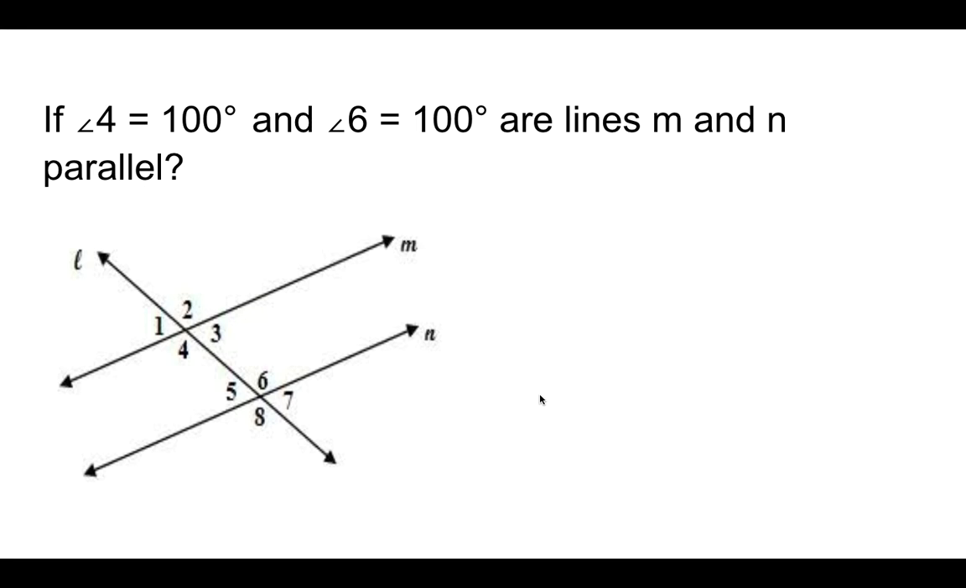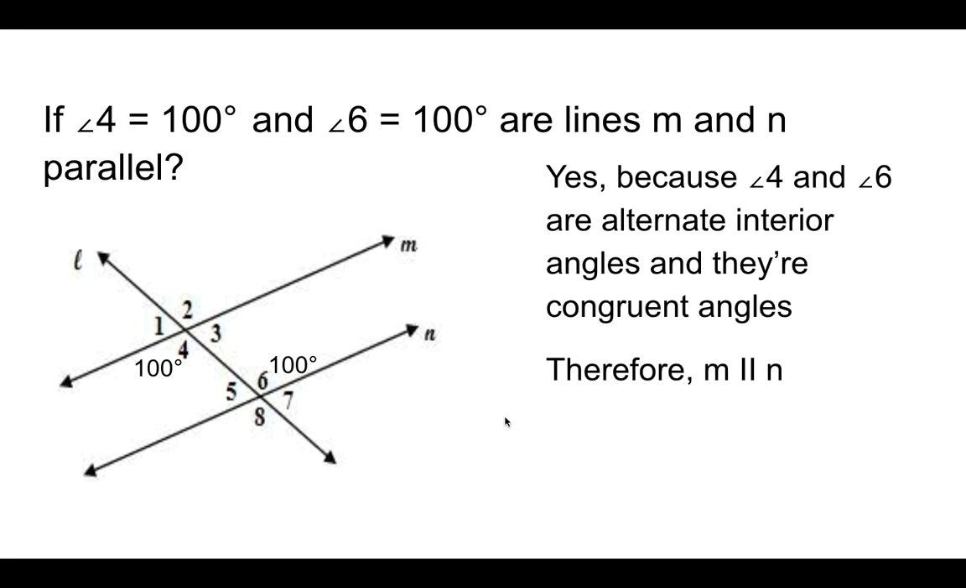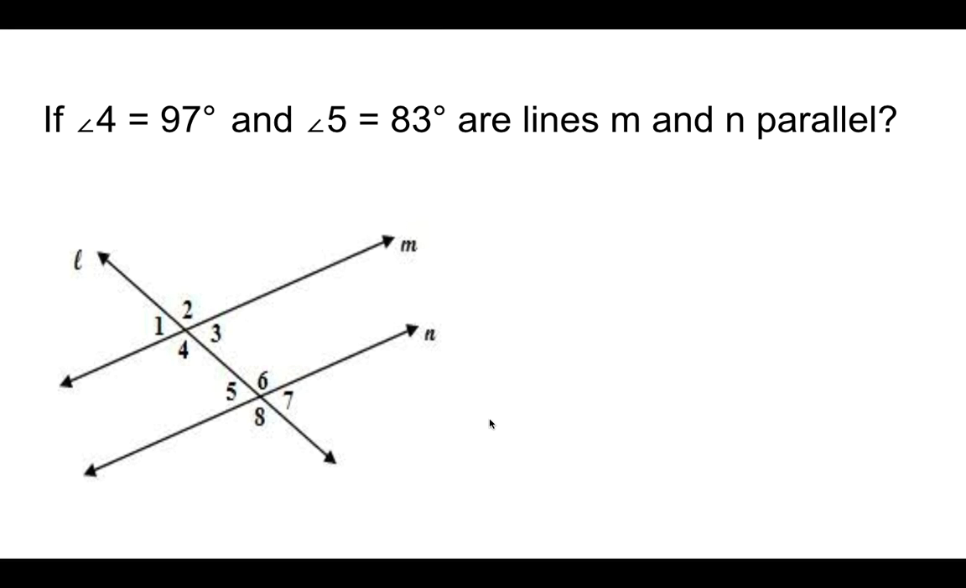Now, if I say that angle 4 is 100 degrees and angle 6 is 100 degrees, are lines M and N parallel? So I'm going to go ahead and first just label it inside my image. Angle 4 is 100, angle 6 is 100. And then notice angle 4 and angle 6 are both inside lines M and N, and they're diagonal from one another. So they are in fact alternate interior angles, and because they are equal or congruent, we can say that line M is parallel to line N.